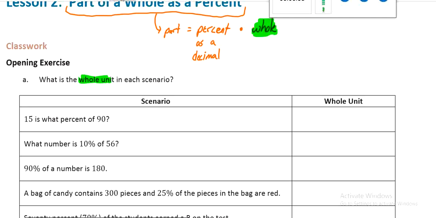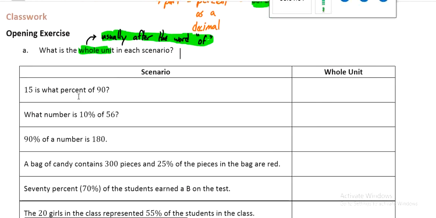So the trick to identifying the whole unit is that the whole unit is usually after the word of. Now, not all the time. Sometimes they use a different word, but most of the time in 7th grade, the whole comes after the word of. Let's take a look in this first part here. The question reads, 15 is what percent of, there's that word of, 90. So the whole unit in this case is 90. And we can keep going.